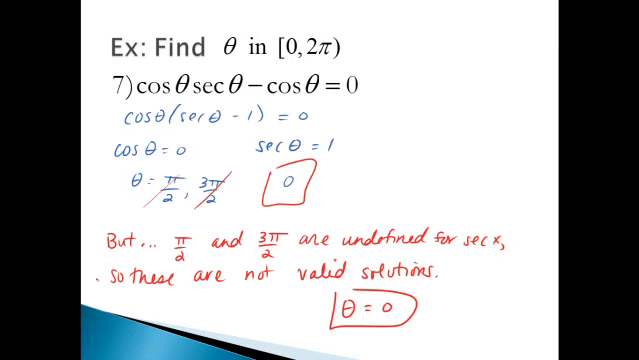Our correct solution would be just 0. Hopefully you saw that you needed to factor out the cosine and then set cosine theta equal to 0 and secant theta equal to 0. We solve each of these mini problems and we get pi halves, 3 pi halves, and 0.